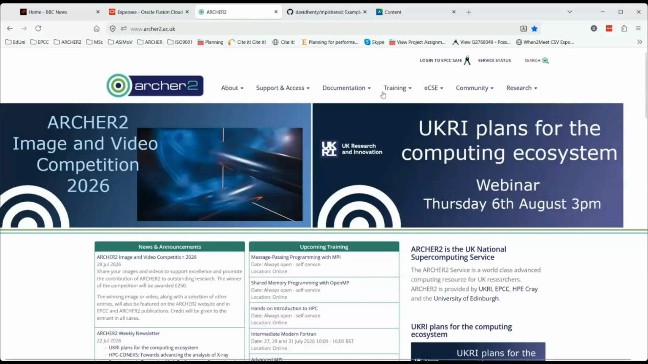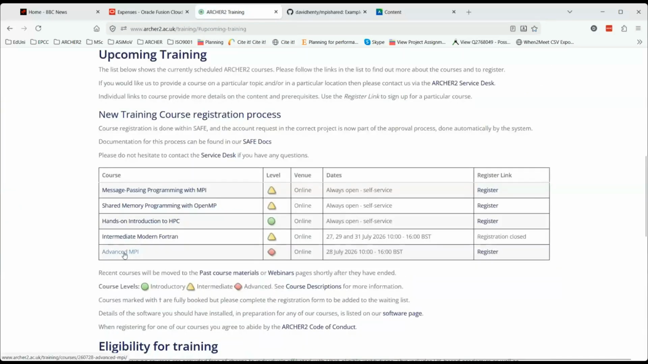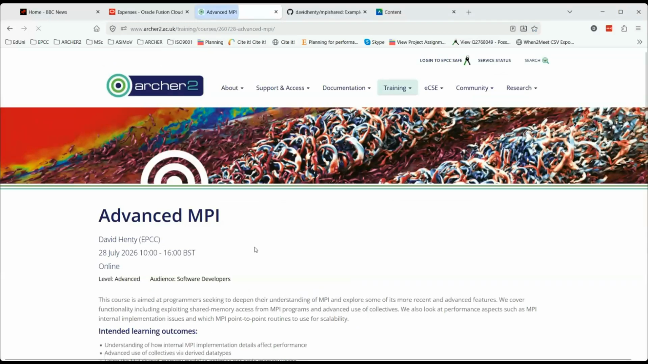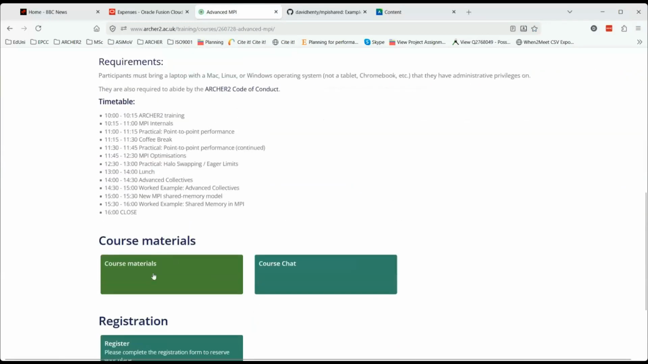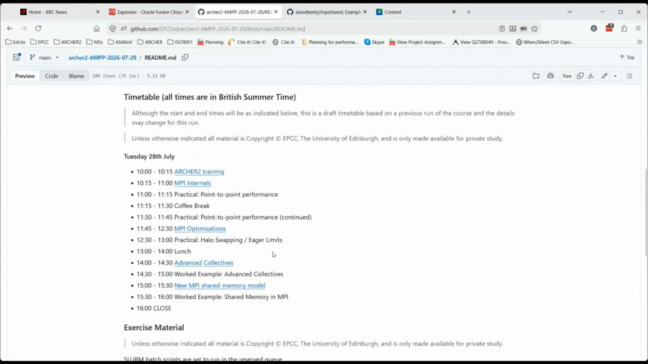Okay, that's working now. So this is the ARCHER2 web page. If we go to training, you'll see there's an upcoming training, and there's the advanced MPI, which we're on just now. There's a brief overview here, but the main thing is there's a course materials link here. And this is the schedule for today. We're a bit on time. I'm going to talk about some internals of MPI, how does MPI work internally, and then we'll have a practical to do with point-to-point performance, then a quick coffee break. So I've split the practicals around a coffee break.